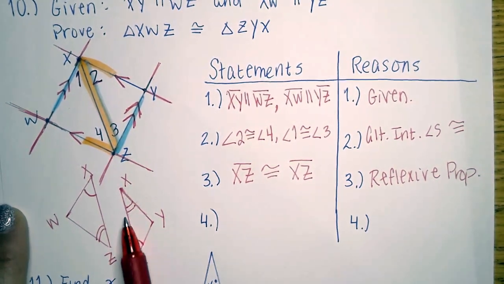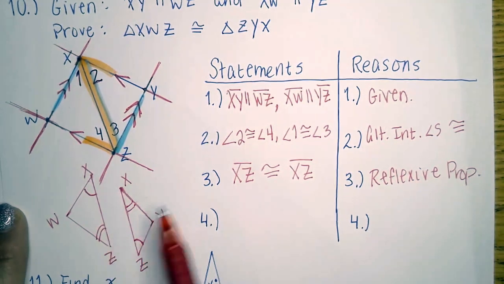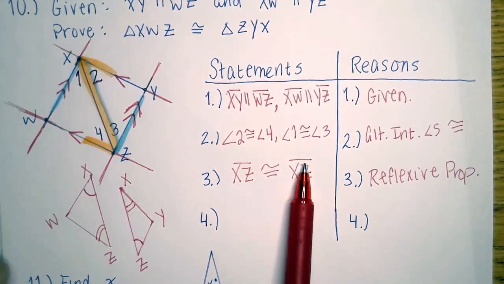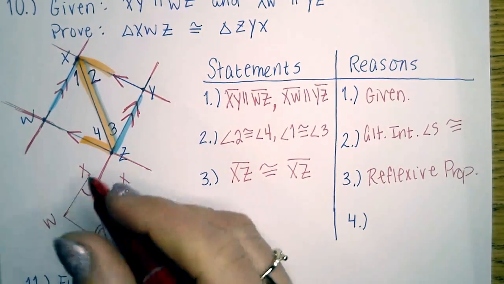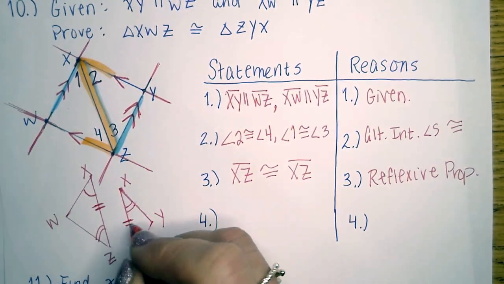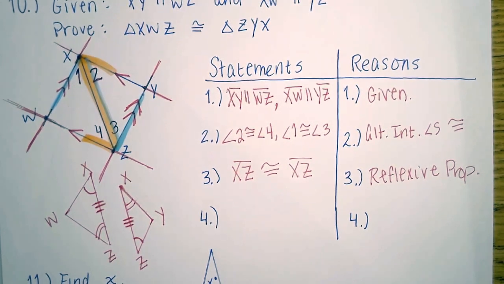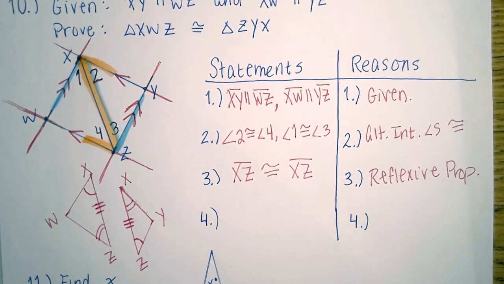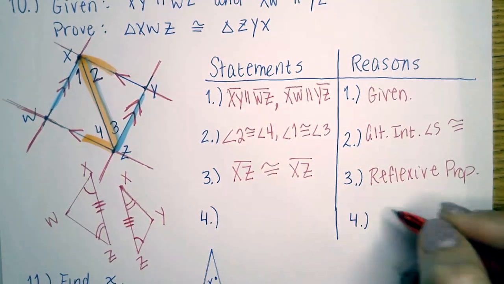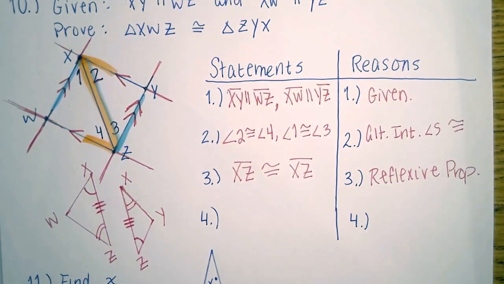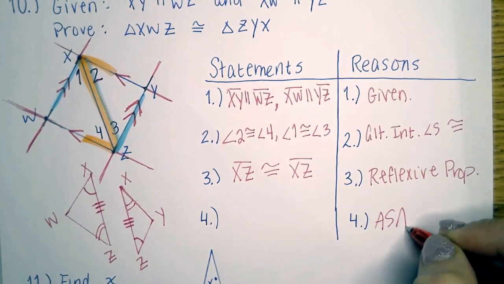So if I redraw it, I had to clone XZ, so I have 2 of them. There it is, okay? So reflexive property. So I now have that this piece is congruent to this piece. I can even put 3 tick marks so it's different from the angles. Now what? Look what we got. Nice, so I know ASA, is that going to go here or here? Reason, exactly. Angle, side, angle.